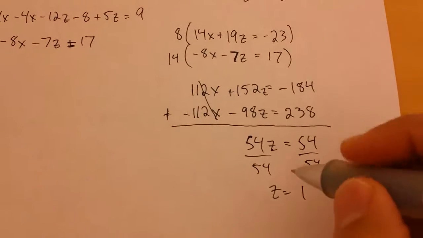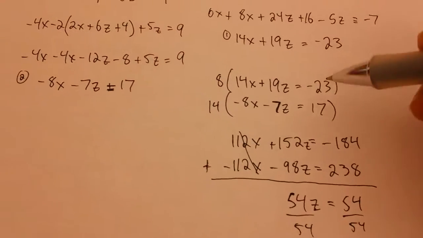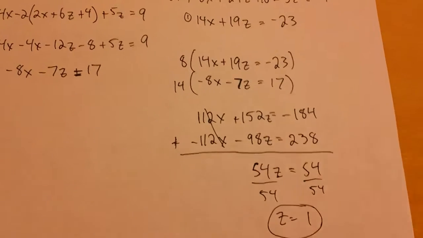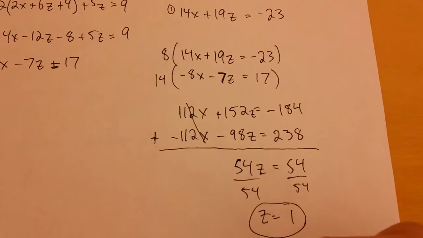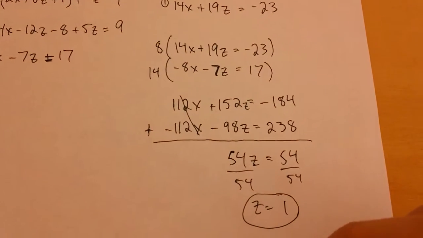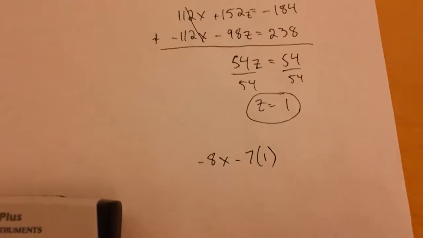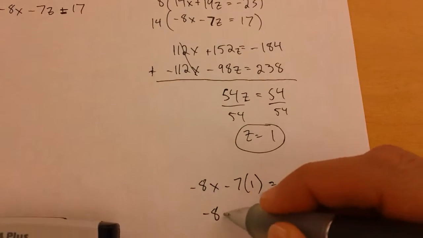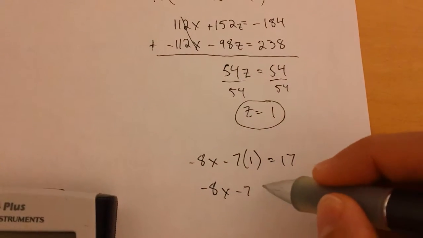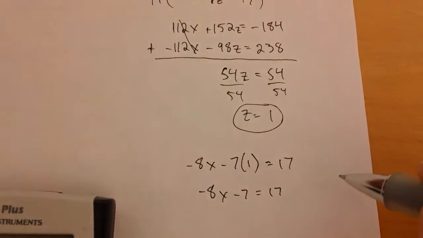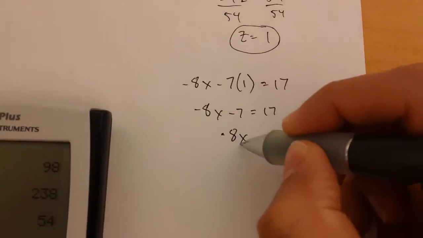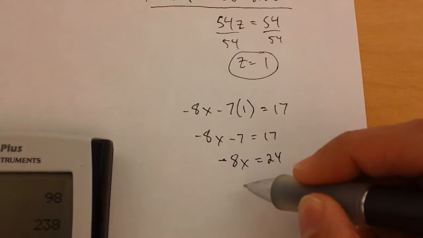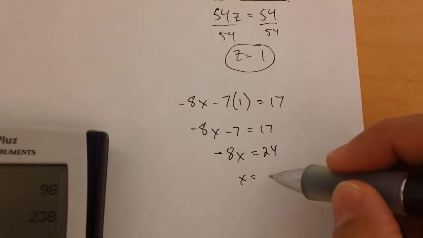I'm going to take z equals 1 and plug it back into one of these two equations in two variables. So let's go with that bottom one there. So I'm going to have negative 8x minus 7 times 1 equals 17. Get negative 8x minus 7 equals 17. I'm going to add 7 to both sides. I'm going to get negative 8x equals 24. x equals negative 3.